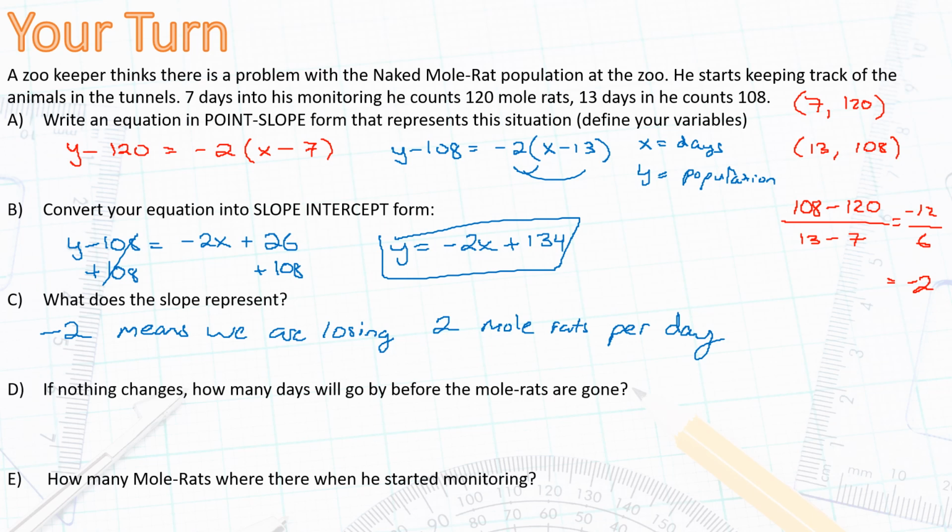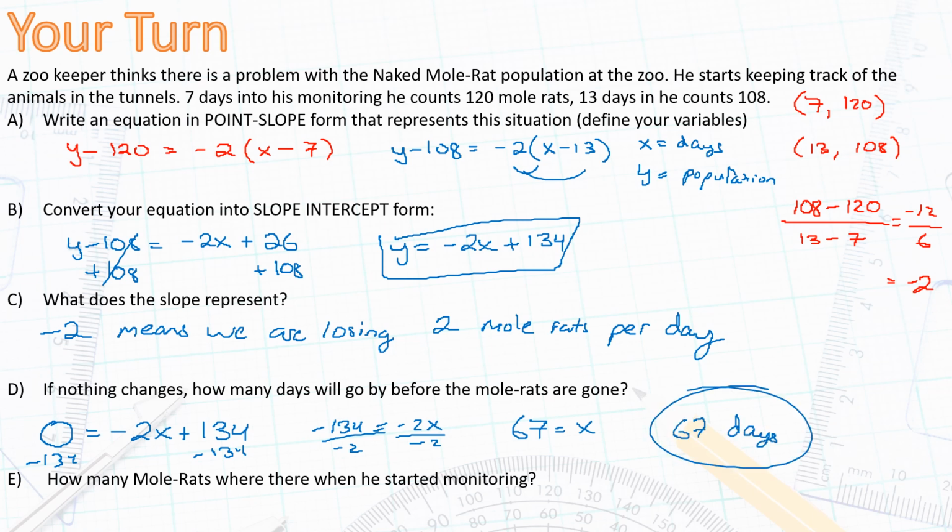If nothing changes, how many days will go by before the mole rats are all gone? So thinking of this again as an equation or a function, if the mole rats are all gone, that means the population is 0. So minus 2x plus 134. So we subtract 134 from both sides to get x on its own. And we divide by minus 2. And we would get 67 is equal to x. So 67 days before the population's gone.